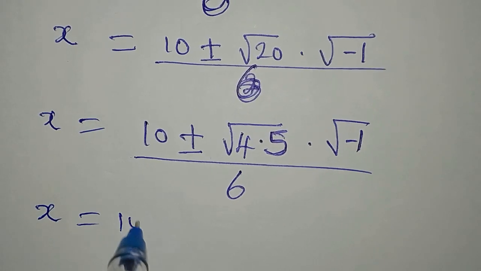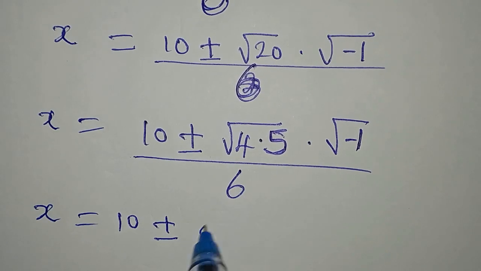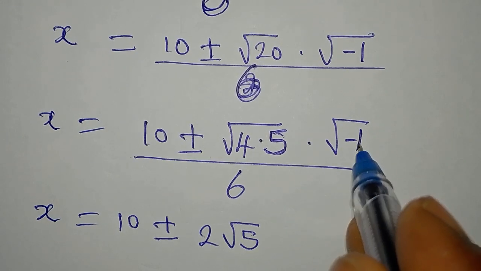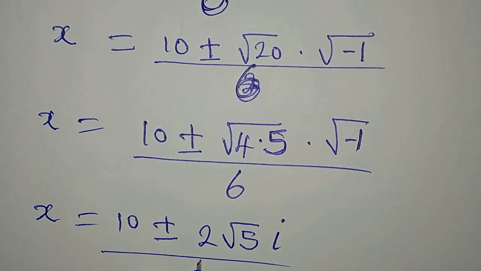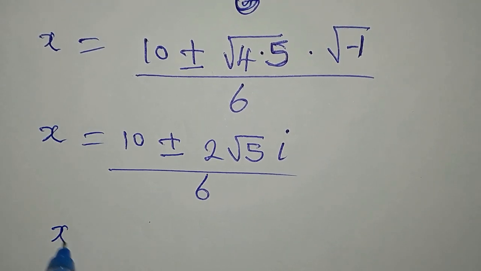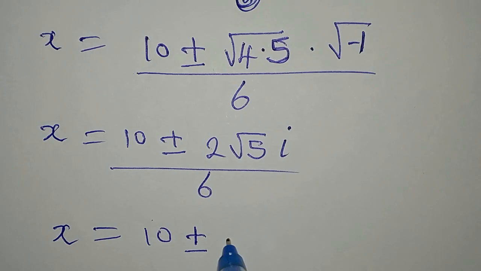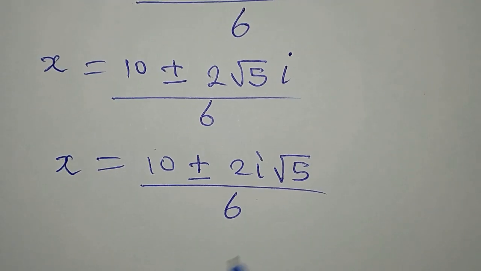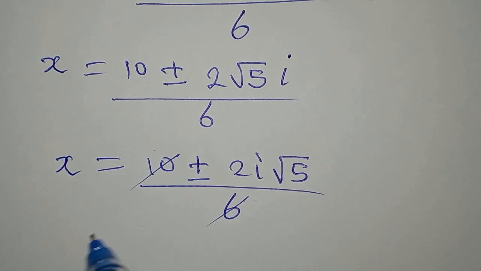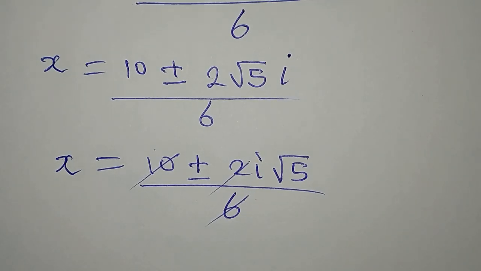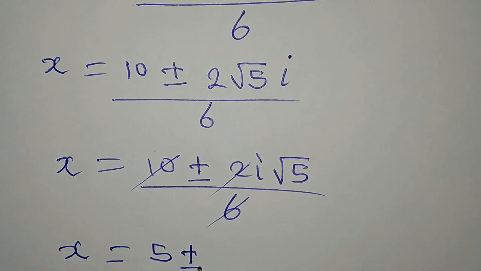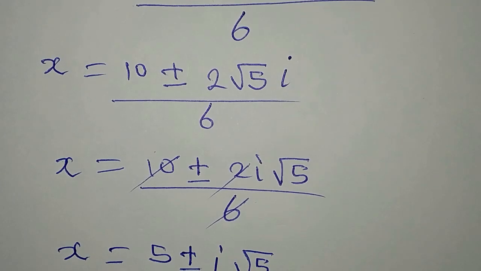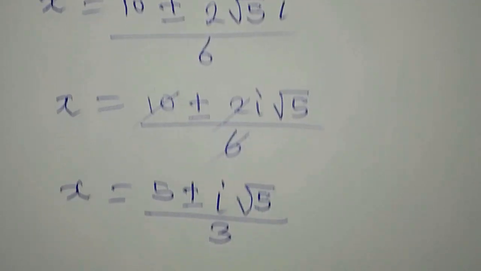Now x is equal to 10 plus or minus. The square root of 4 is 2. Then we have root 5. Then multiply by the square root of negative 1, which is imaginary. We write i. Then divide the whole of this by 6. If I take a step, then I have 10 plus or minus 2i root 5 over 6. 2 can go here 3 times. The same 2 can go here 5 times. And 2 will cancel itself from there. So our x is 5 plus or minus i root 5 over 3. This is what we have.